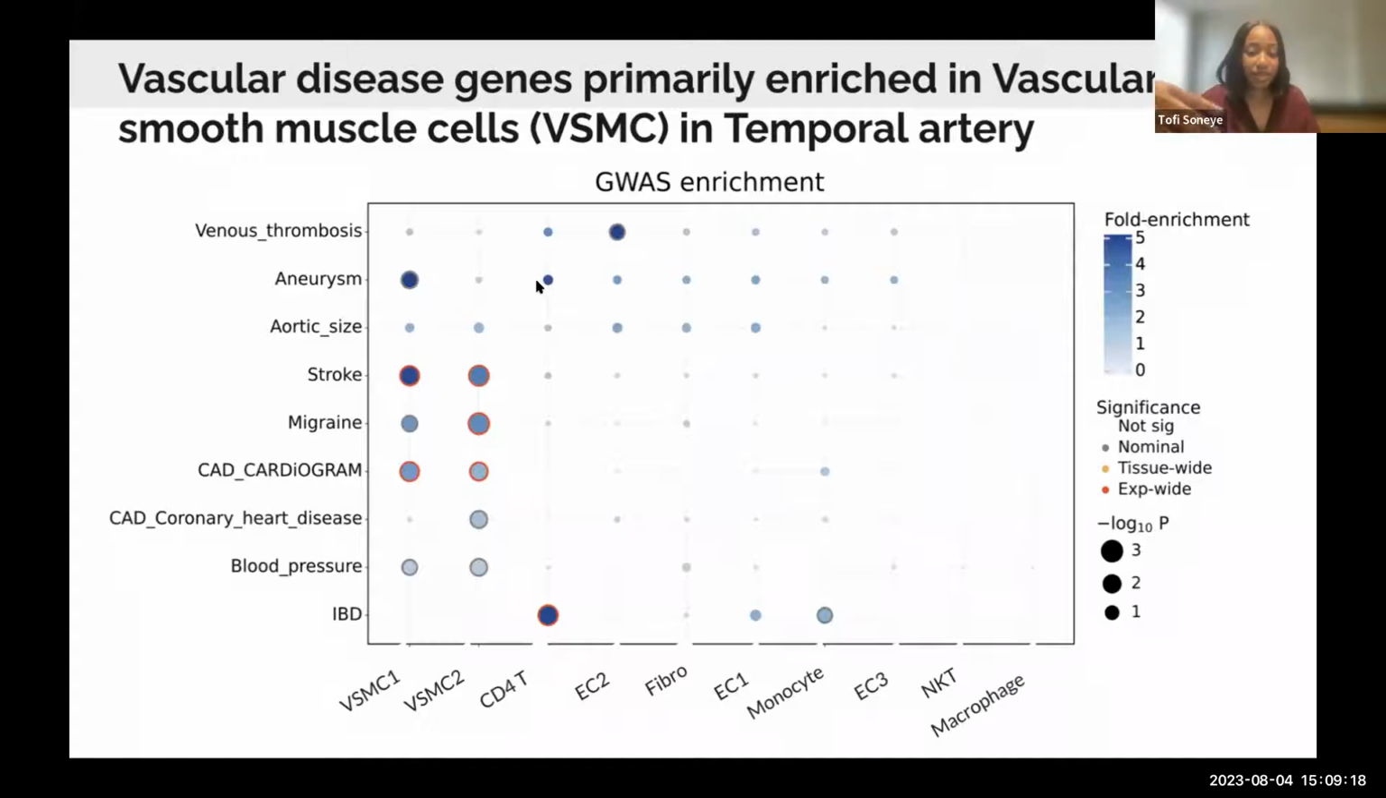So in this bubble map, the columns correspond to the cells, the rows correspond to the diseases, and the size of the cell, the size of the map gives us an idea of the significance. And here we were able to determine that VSMC2 has genes with the strongest enrichment in migraine.